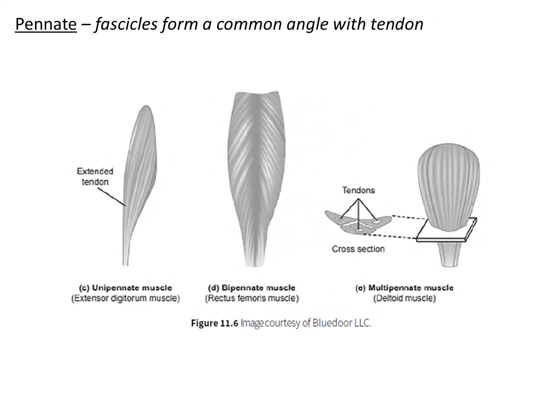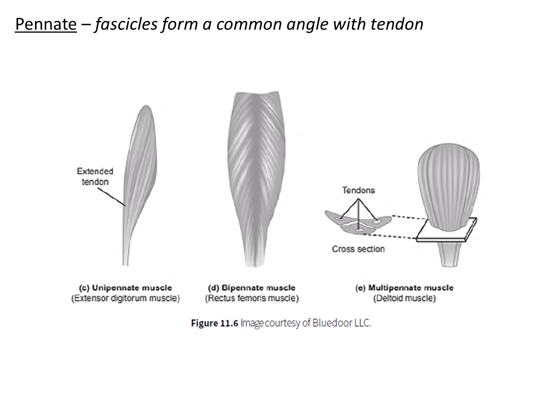Pennate is the fourth and final arrangement of fascicles. In these muscles, the fascicles form a common angle with the tendon. There are 3 different types of pennate muscles. In a unipennate muscle, all fascicles are on the same side of the tendon. Semimembranosus is an excellent example of a unipennate muscle. The second type is the bipennate muscle. In this case, there are fascicles on either side of the tendon. Rectus femoris is an excellent example of a bipennate muscle. Rectus femoris is one of your quadricep muscles.